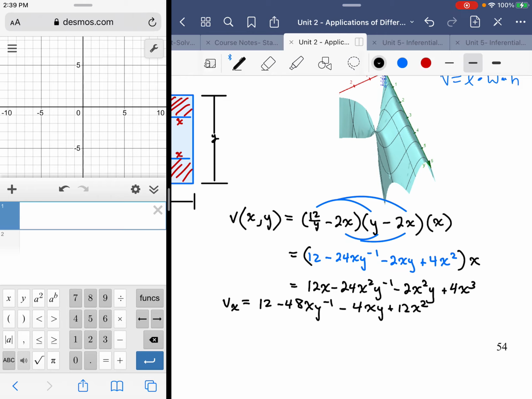All right, we're going to have to set that equal to 0 and solve. But before we get there, let's do first order partial with respect to y. So we're looking at, well, this would cancel. So we're looking at 24x squared y to the negative second minus 2x squared plus 12. Oh, well, actually, the last one will cancel out. That's in terms of y, or we want it to be in terms of y.